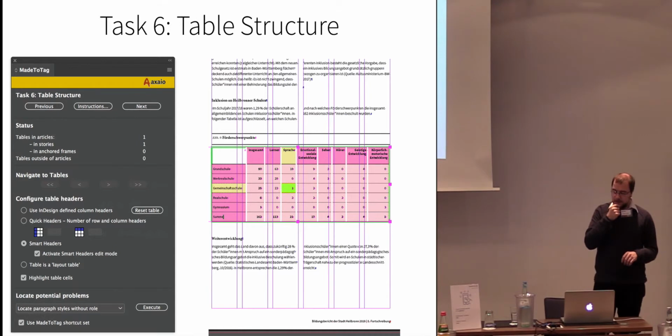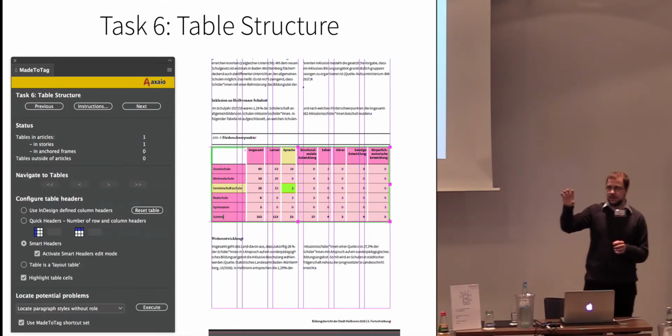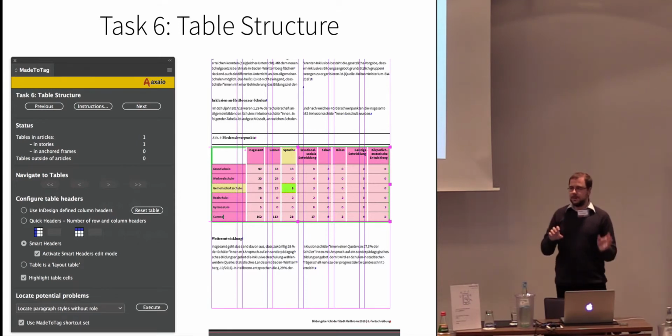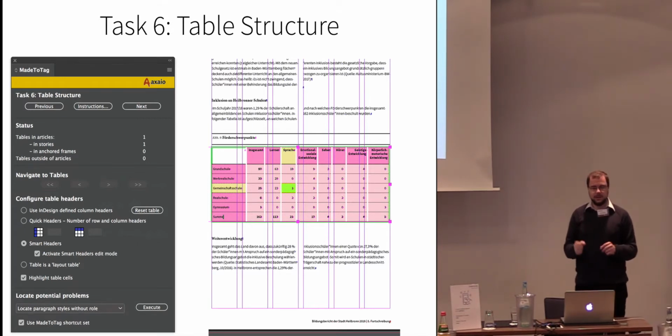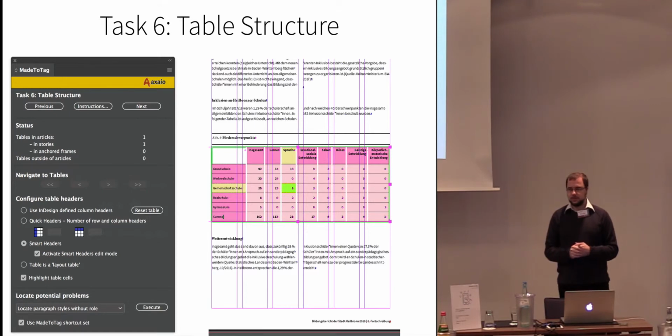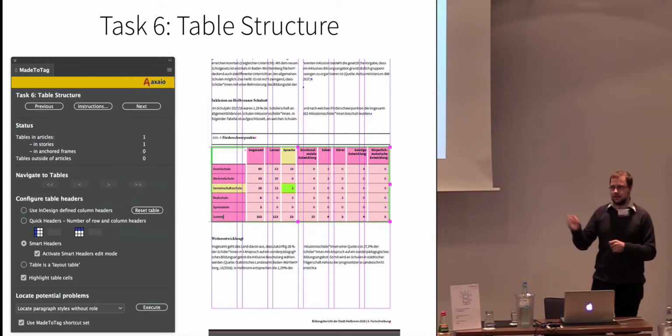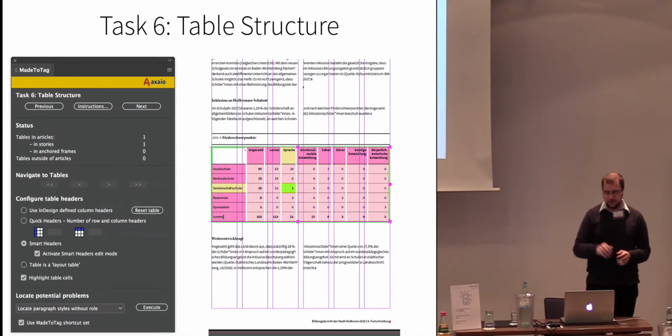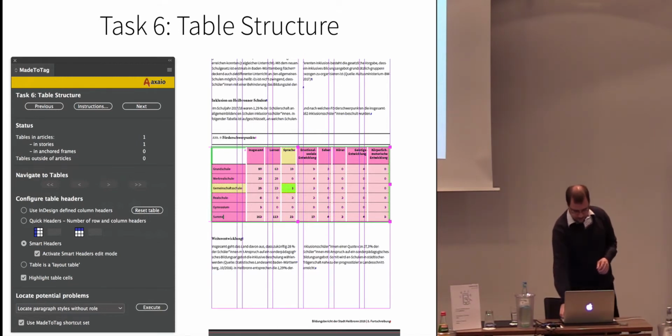We also have a smart header mode where you can directly say this cell is a header for that cell, and that cell is a header for that cell. So you can handle very complex tables and tag them accordingly, and MadeToTag will put that into the actual PDF file. You don't need to go into Acrobat and put in your own cell IDs and headers and move that around. You have a very nice UI for that.